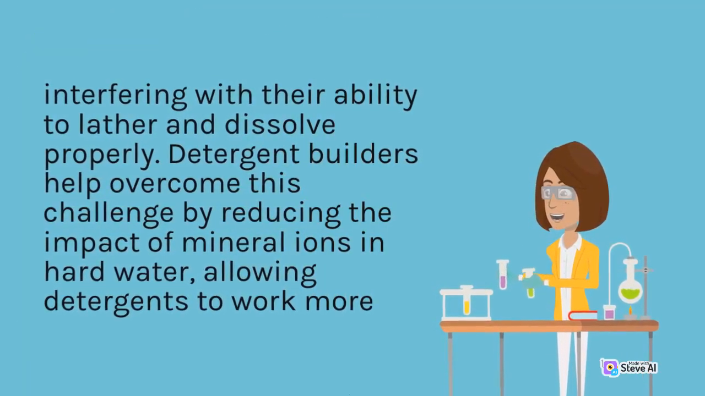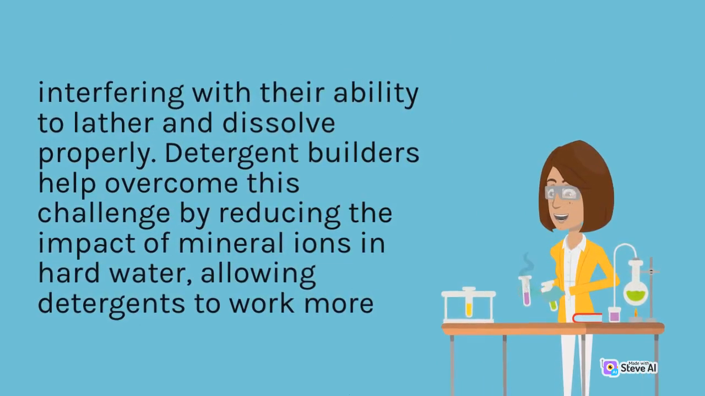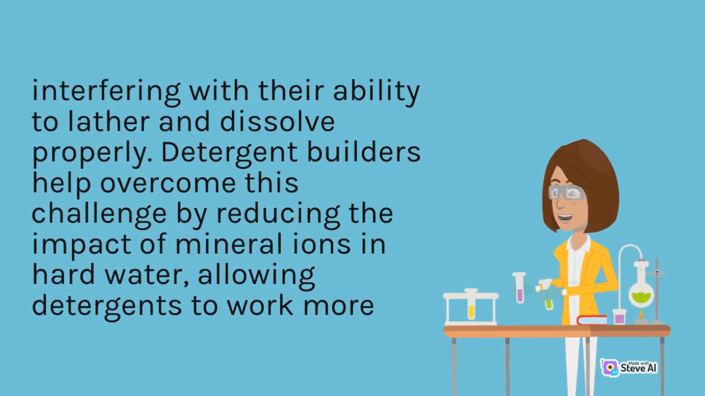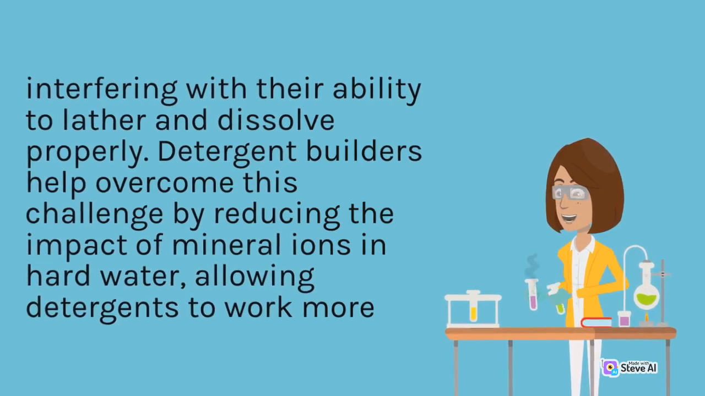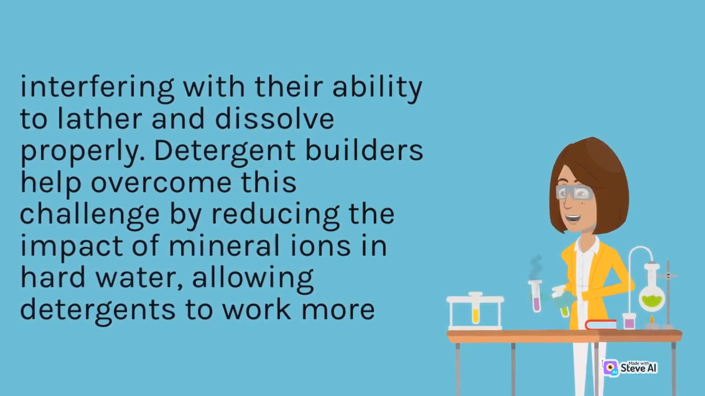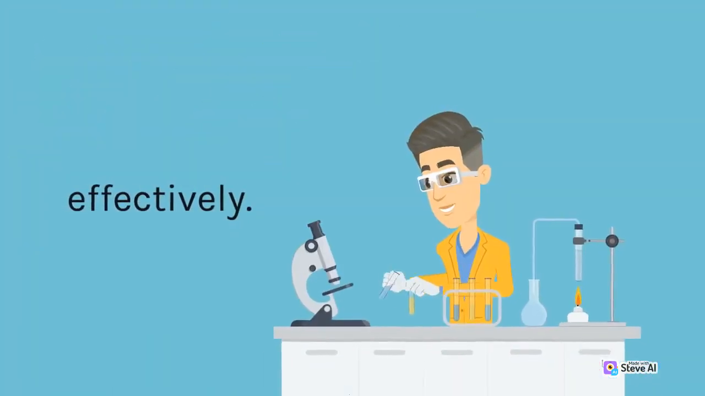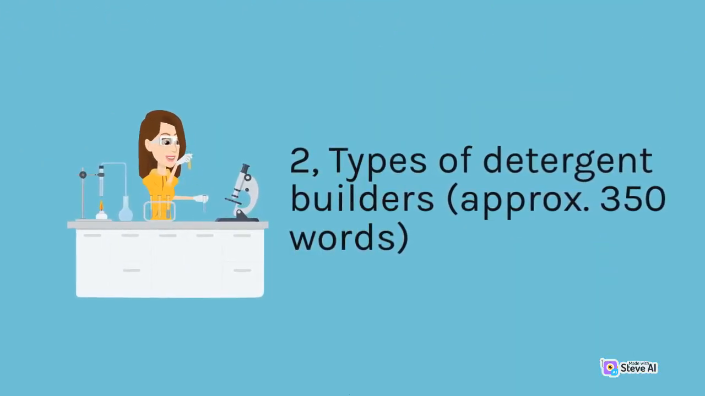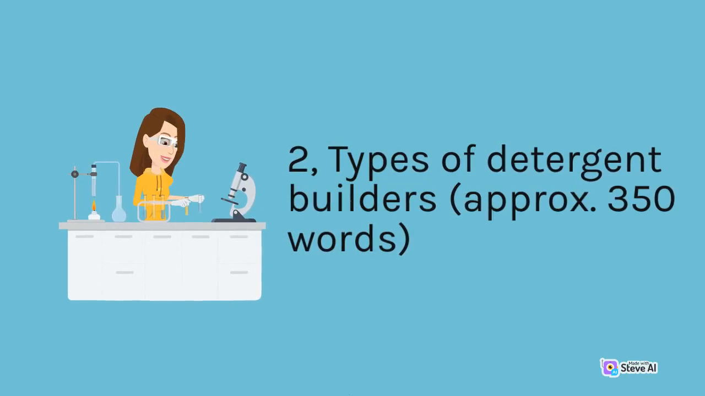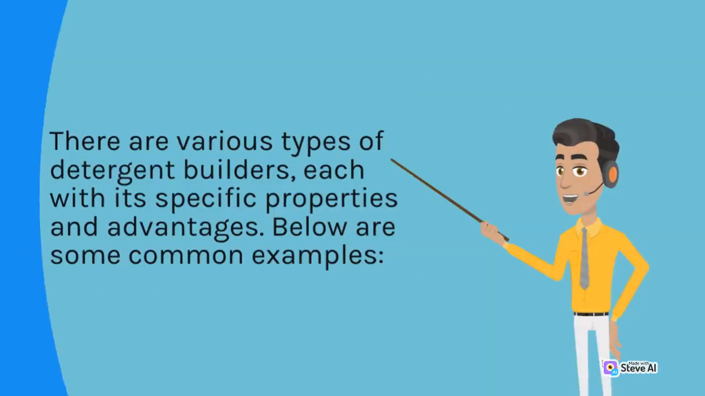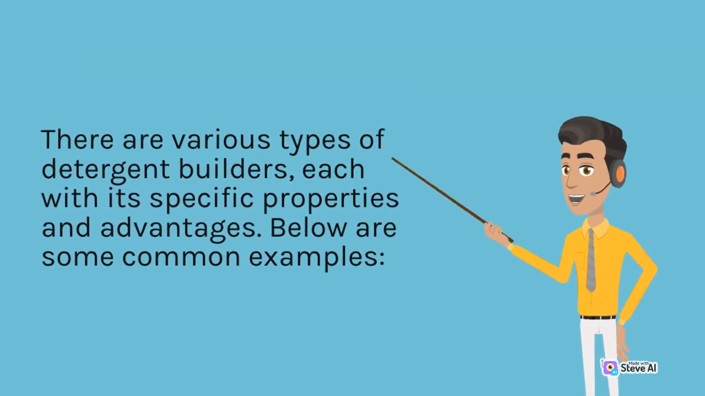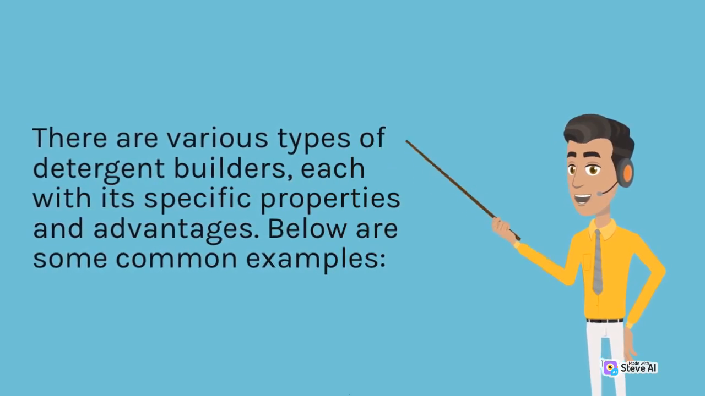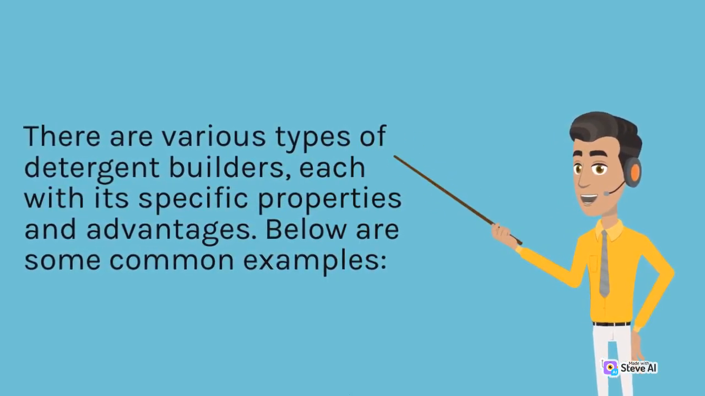Detergent builders help overcome this challenge by reducing the impact of mineral ions in hard water, allowing detergents to work more effectively. 2. Types of detergent builders, approximately 350 words. There are various types of detergent builders, each with its specific properties and advantages. Below are some common examples.